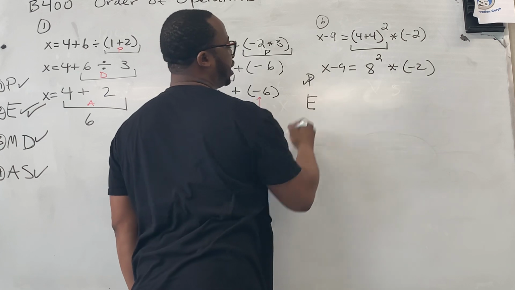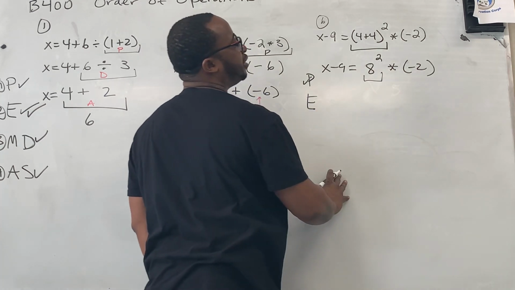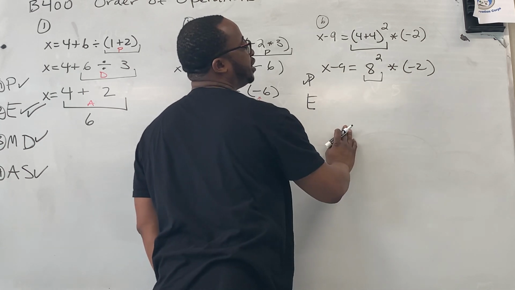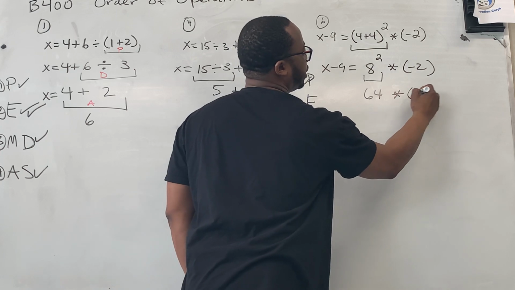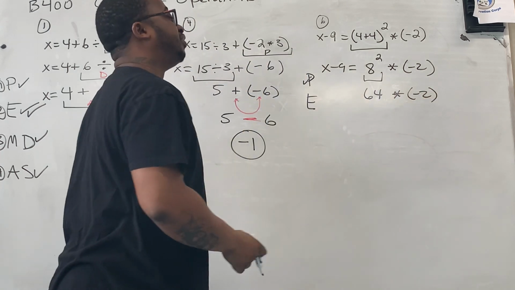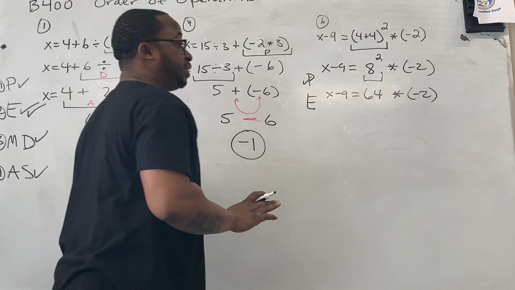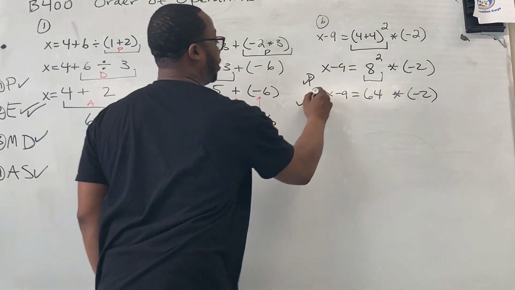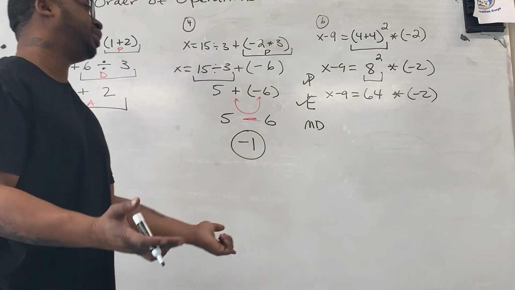Now we're gonna do exponents or square roots. We see an exponent right here. 8 to the second power is 64. We have times to the -2 here. And we're gonna bring down the x minus 9 is equal. Now, since we've done the exponents, what's next is the multiplication or division, whichever one comes first from left to right.